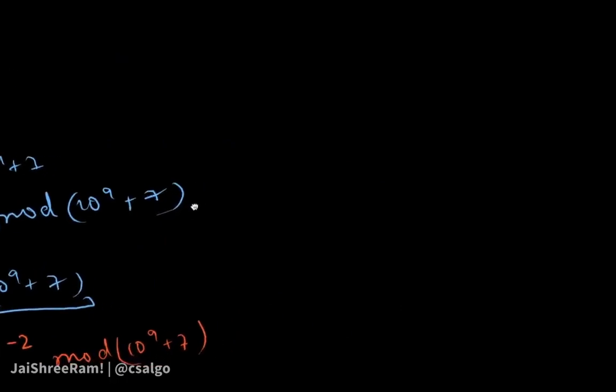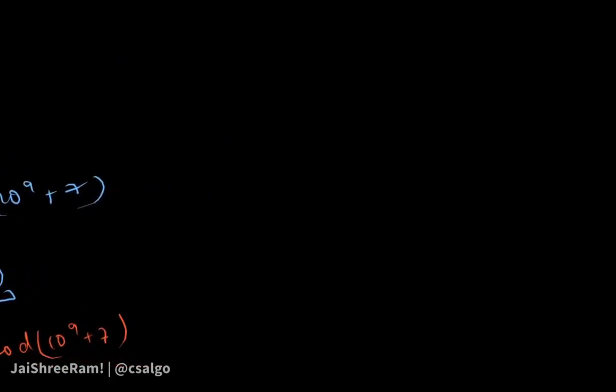So let's directly go to the general version of this problem. We would be needing to calculate a to the power b modulo c. Okay, we need to calculate a to the power b modulo c. How do we calculate this fast?